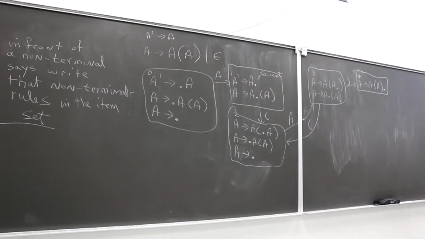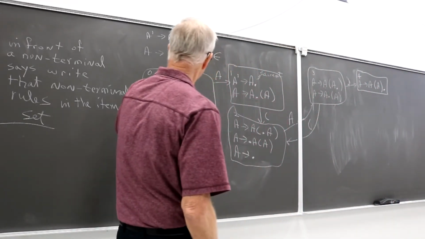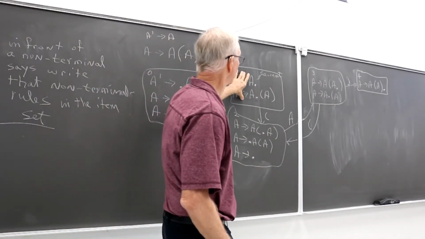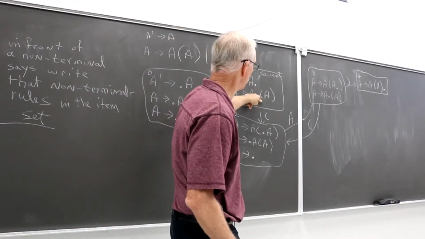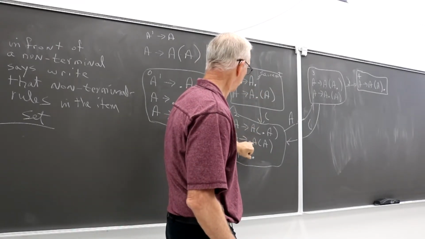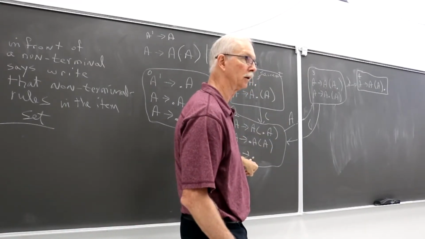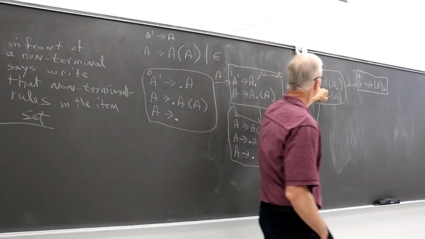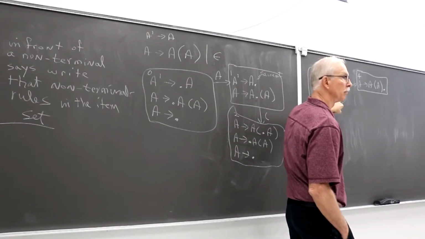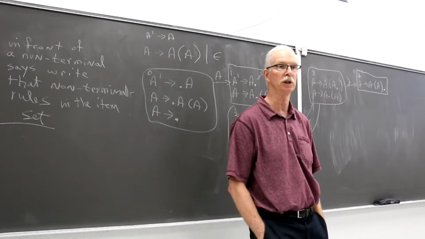All right, well now, this one's done. I moved on A, nowhere to go here. This one's finished. I moved on left paren, nowhere to go here. This one's finished. I moved on A, nowhere to go from here. This one's finished. I moved on right paren, and I moved on left paren. So my finite state machine is built.